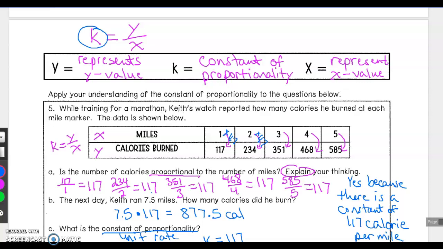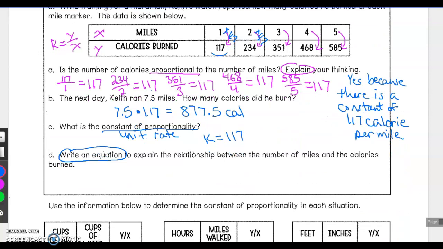1 times 117, 2 times 117, and that equals our Y values. So this equation is just going to be our X values times our constant. Down here, we're explaining the relationship between the number of miles and the number of calories. Sometimes I like to use M and C instead, but I'm going to say, you know what? If we take the number of miles and we multiply it by 117, that gives us our number of calories.